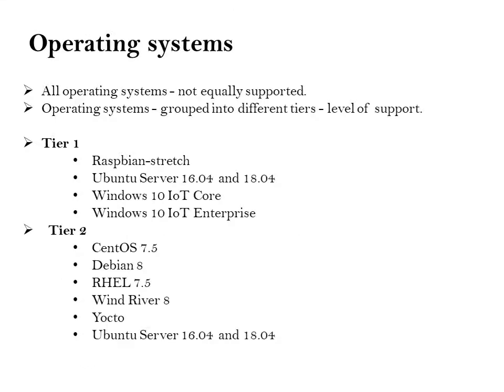Looking into the operating systems, IoT Edge runs on operating systems that can run containers. But not all operating systems are equally supported. Here, the operating systems are grouped into different tiers depending upon the level of support available. For example, in Tier 1 systems, Microsoft has the operating systems in automated tests and provides installation packages for them. Tier 2 is generally compatible with Azure IoT Edge and can be used relatively easily.